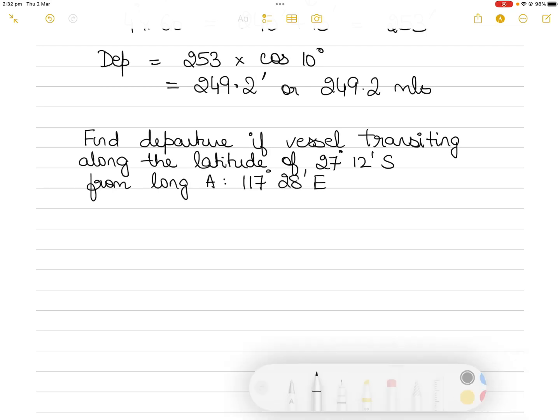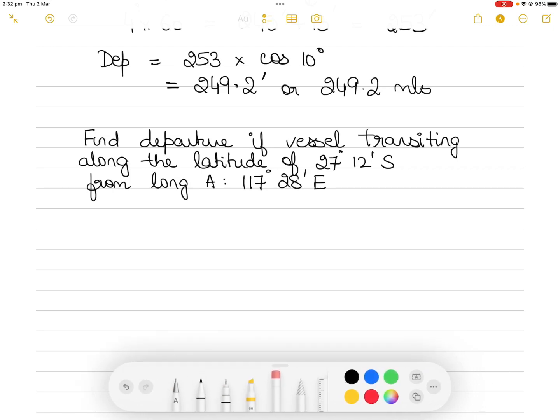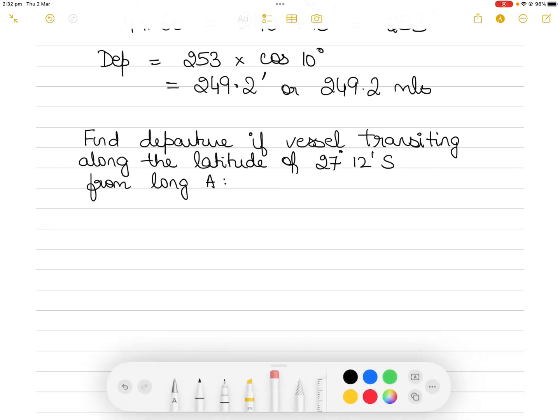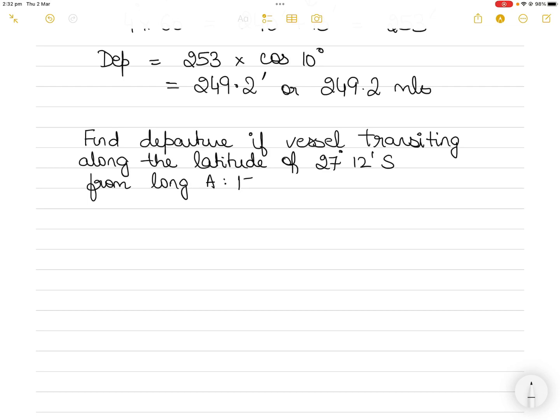Or let's make it a bit complicated for you guys, so that you get a practice of doing something more as well with this question. So let's make it 178 degrees 22 minutes east to longitude B, which is 177 degrees 17 minutes west. Okay, so find departure if vessel is transiting along the latitude of 27 degrees 12 minutes.